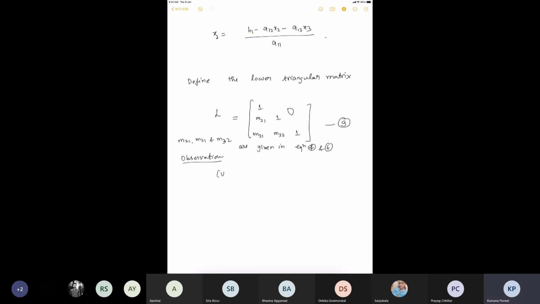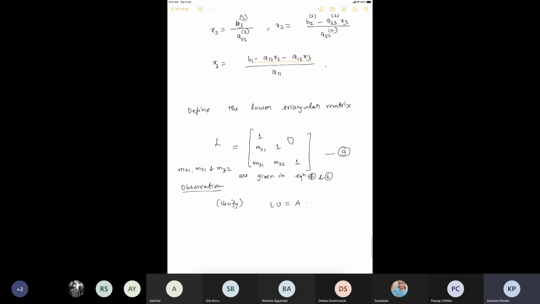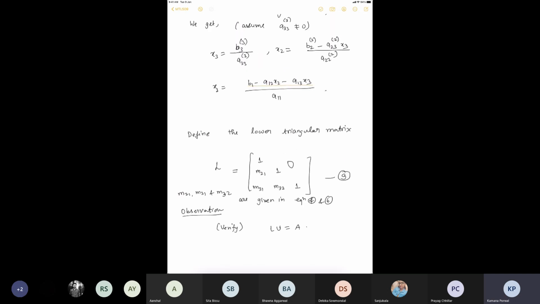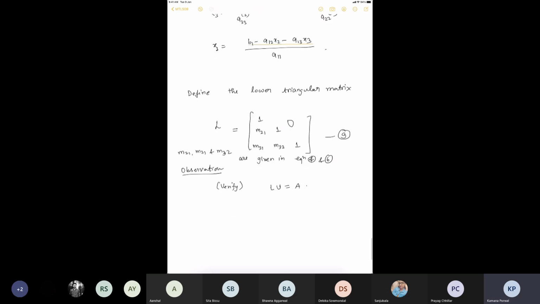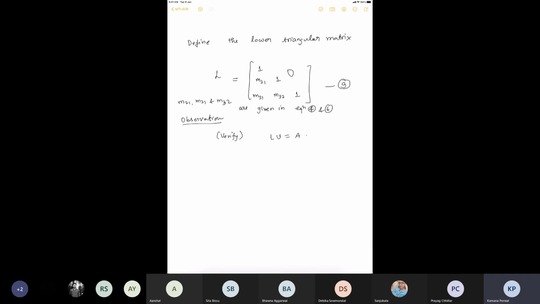Okay, so this is for you to verify. You just simply multiply these two matrices, L and U, and you will get back A. Okay, so this is how we have to apply the Gauss elimination. So is the algorithm clear, that what do we do here? Then we can write down the general case as well. Any doubts here?